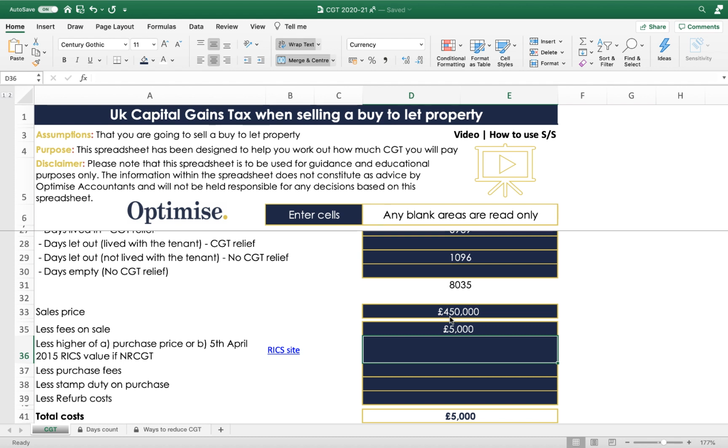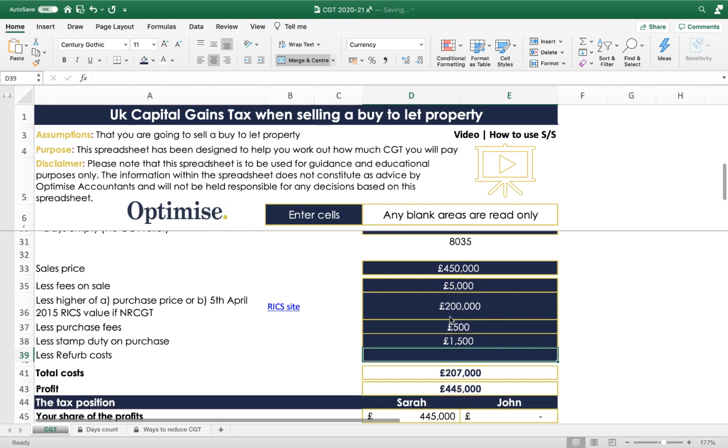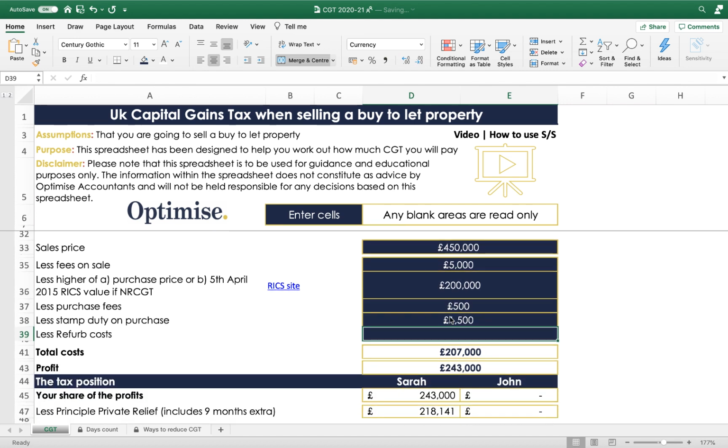But for our purpose, what we'll say is we've stayed in the UK and we purchased the property for £200,000. The purchase fees, let's say, is 500, and we've got some stamp duty, and I'm not going to work it out, but let's imagine it's 1,500. We may have some refurb costs, so you may have some costs which you put against your property income when you refurbish the property. And that's great from an income tax purpose, but you can't have your cake and eat it. So if you've claimed those costs against your tax return already, you can't use those costs here. So we'll put in 0.